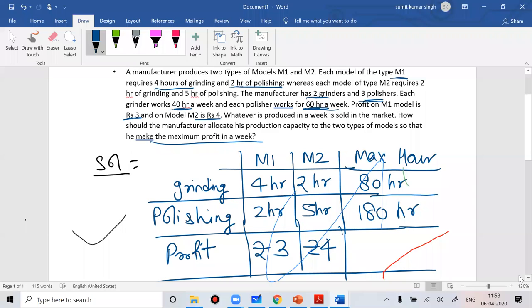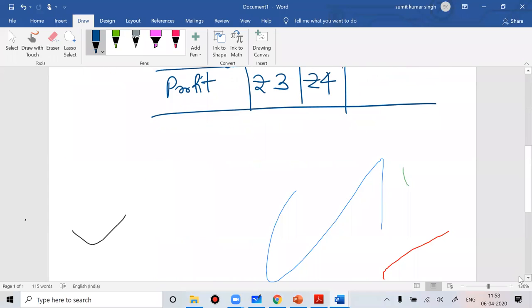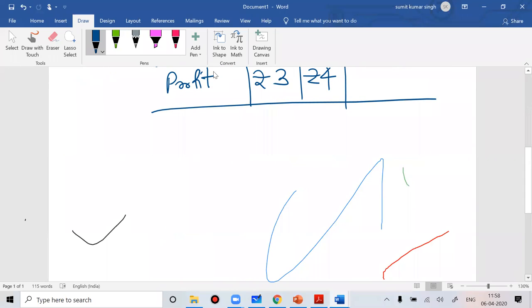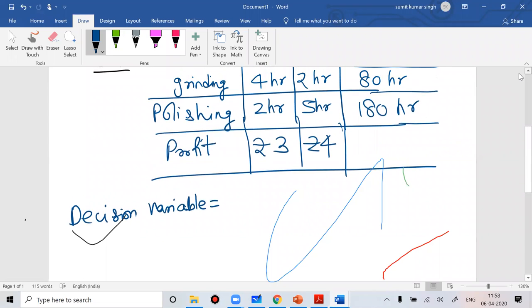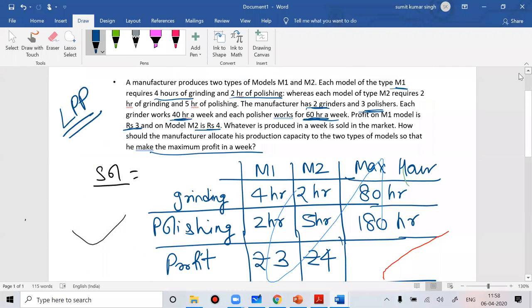Everyone read this problem? Yes, sir. So whenever you get these kinds of problems, they come under linear programming. How to solve these kinds of problems? The first thing we do for solving the problem is write the decision variables. Basically, whenever we are solving an LPP, the first thing we do is decide our decision variables.